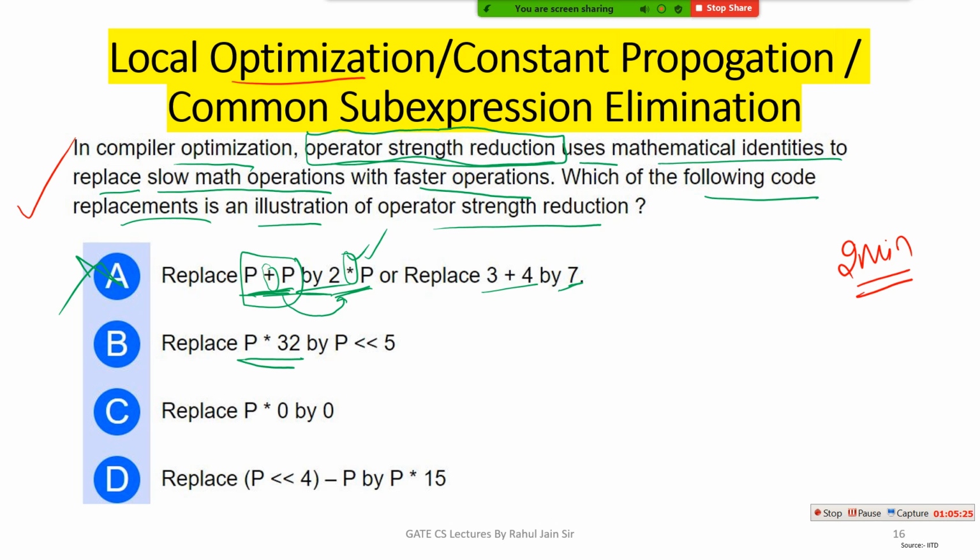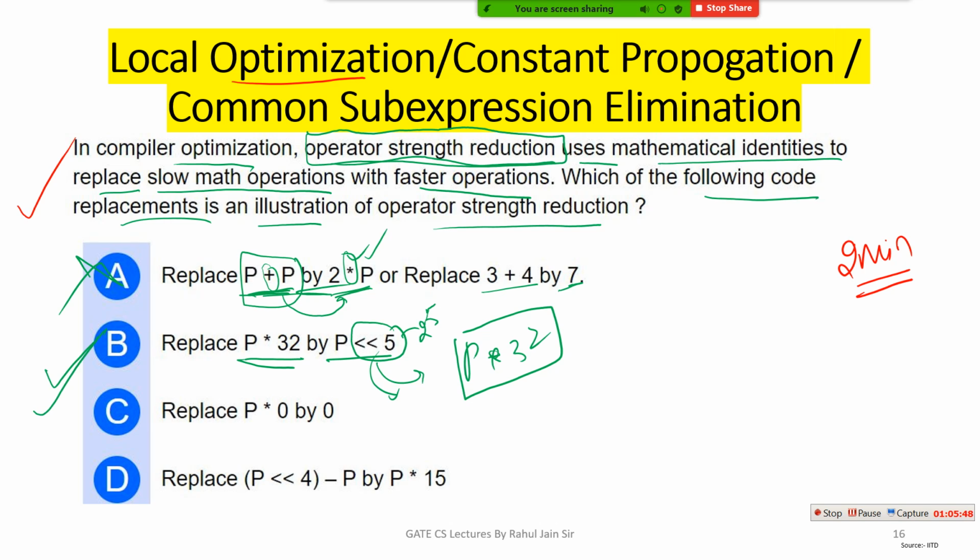P into 32 we can replace with the left shift operator, left shift by a power of 2. P into 32 is nothing but P left shifted by 5, because 32 is 2 to the power 5, and it results in the same value, but the strength of the shift operator is lower than that of multiplication. So option B is correct.